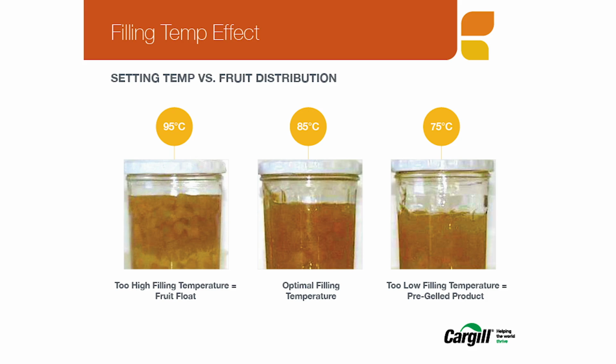For example, on this image we can see the effect of different filling temperatures on the fruit distribution in a jam. If the temperature is too high, the fruit pieces will tend to float since we have not allowed the product to form a gel. And if the temperature is too low, we could have a gel form too early or pre-gelling, which will cause the texture to be granular and the fruit distribution won't be homogeneous. Using a pectin with the right degree of esterification will help us obtain a jam with a homogeneous fruit distribution across the jar and with the right gelling and texture.